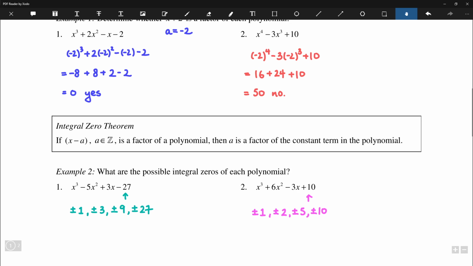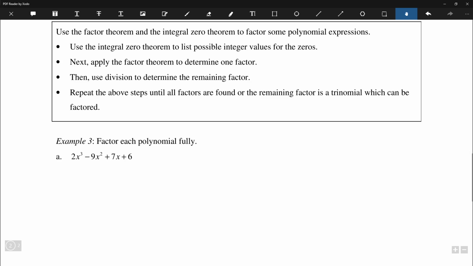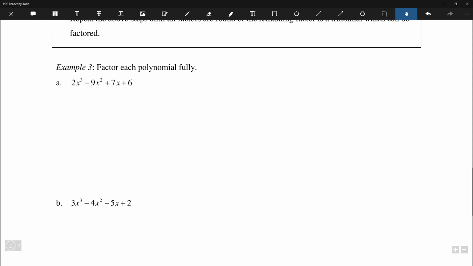All right, so what does that all mean? Well, taken all together, it allows us to factor cubic polynomials. So we're going to use the integral zero theorem to find a list of possible integer values for the zeros. Then we apply the factor theorem to determine one of the factors. Then we divide to find the remaining factor, and then we repeat until we have a trinomial that can be factored. Okay, so we are going to look at, let's see, 3 examples here.